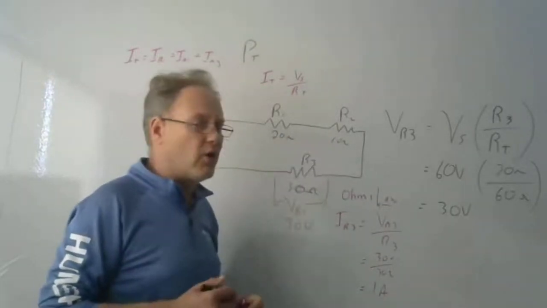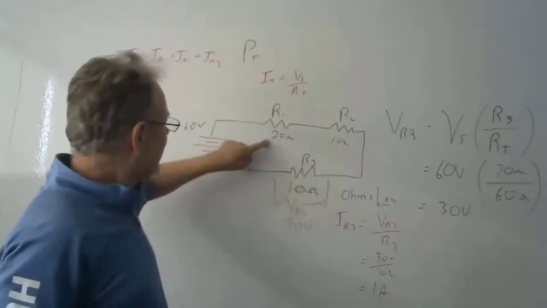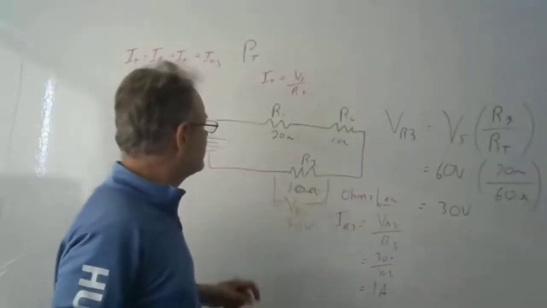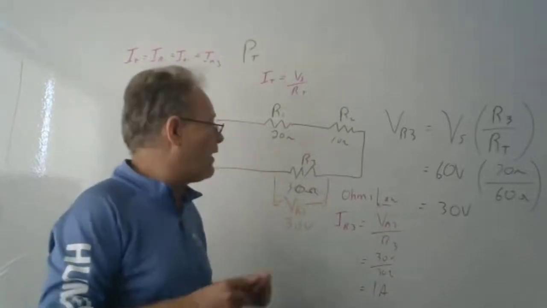It's no problem. I've used numbers that are really simple. That is going to be 20 volts. That's going to be 10 volts. And that's going to be 30 volts. And there you go. I used simple numbers so we could see it that way.